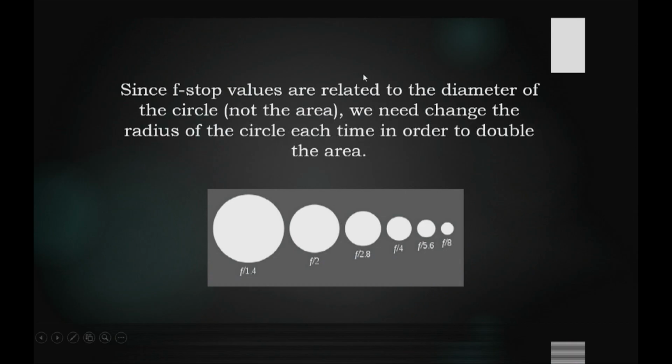Even the f-stop values are kind of counterintuitive. If we're saying that it's in relation to the diameter of the circle, then we would assume this f-stop would be larger than this one right here. So even these f-stops are kind of counterintuitive, but again, that is a long explanation.